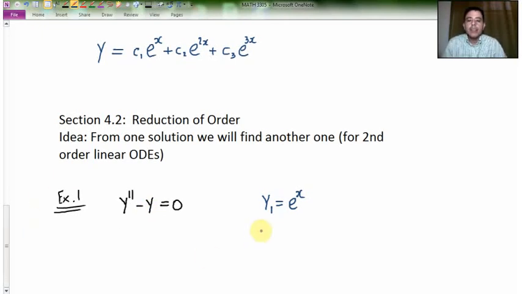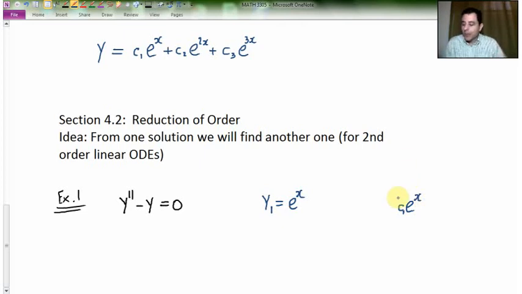Now, how do I get another one from this one? Well, you know that if I multiply by a constant, that's another solution. We saw that if we go back to section 4.1, the superposition principle on page 121: if you have a solution and you multiply it by a constant, or if you have two solutions and you add them up, you get another one.